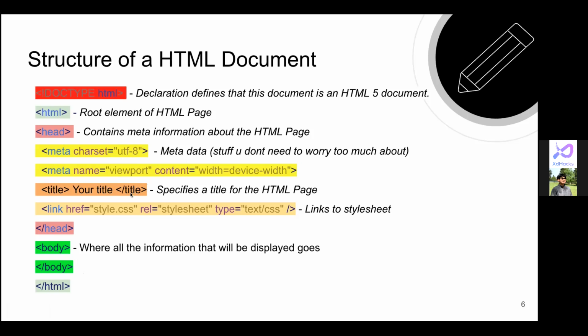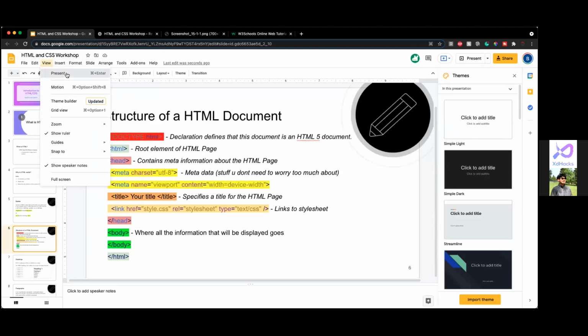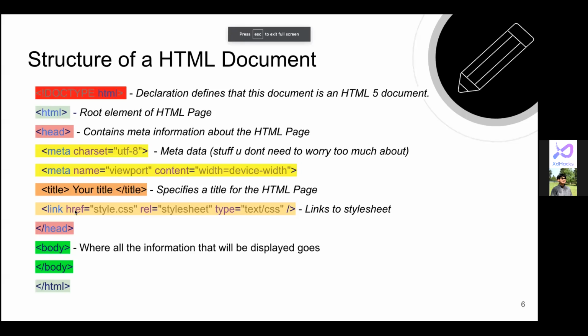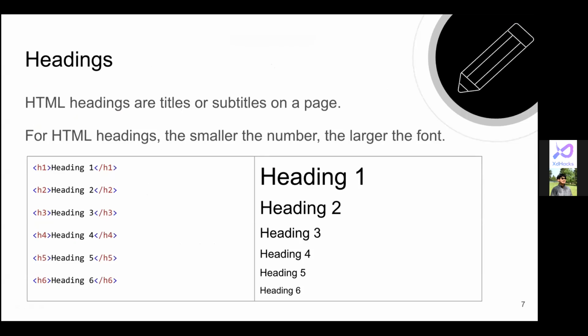However, this you do have to worry about. Title, this specifies the title for your HTML page. So as you can see here, the HTML and CSS workshop, this is basically what the title determines. And this links to your CSS, links to your style sheet. And body is where we're going to be doing the majority of our coding in.